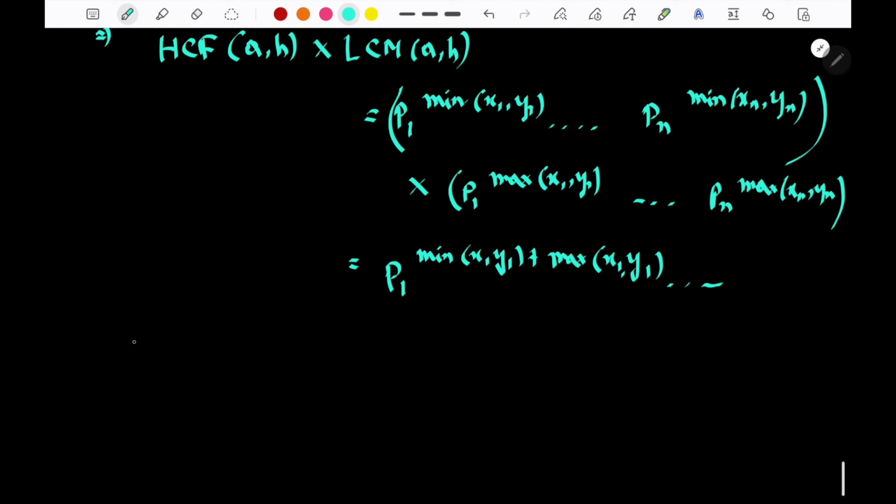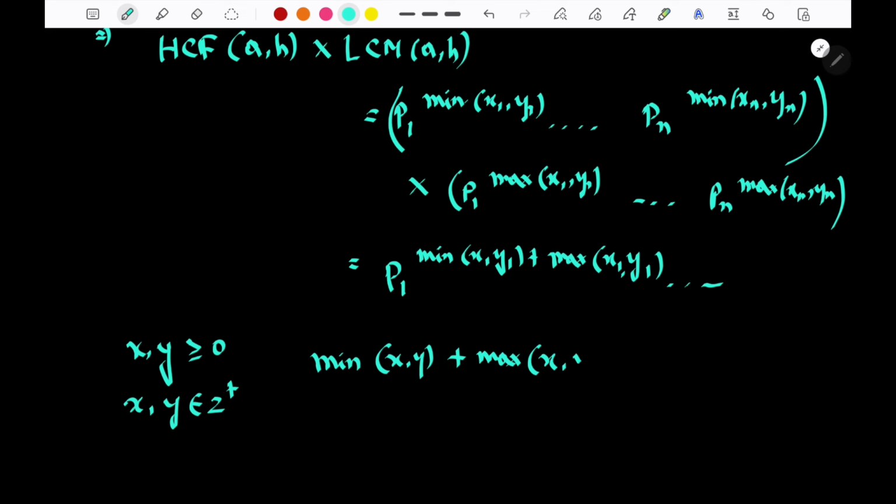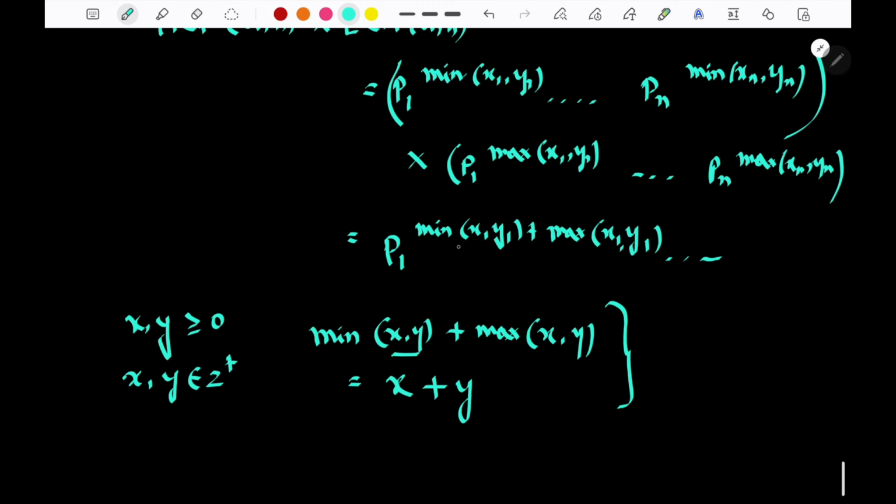But tell me, if xy is greater than or equal to 0, xy belongs to Z plus, and if somebody says minimum of x comma y plus maximum of x comma y, what is the value of this? Minimum of x comma y, let x be smaller than y, so the minimum will be x and the maximum will be y, so x plus y. So minimum of x comma y plus maximum of x comma y is equal to x plus y. So therefore here what is going to happen?